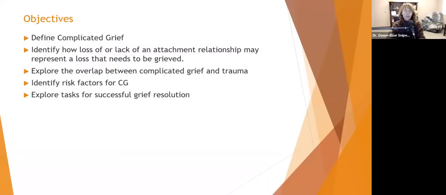We'll explore the overlap between complicated grief and trauma, which I'll give you a hint, we're going to go over more on Thursday, and we'll identify risk factors for complicated grief, especially as it relates to loss of that attachment relationship or lack thereof, and explore tasks for successful grief resolution.